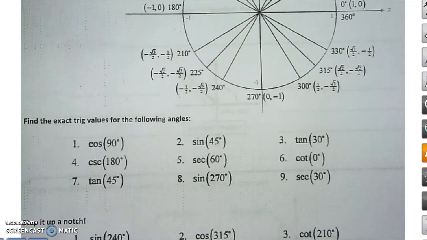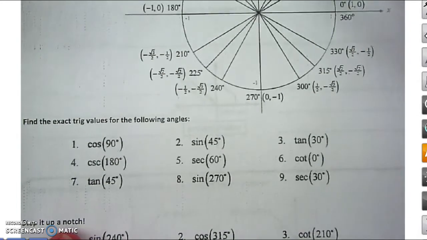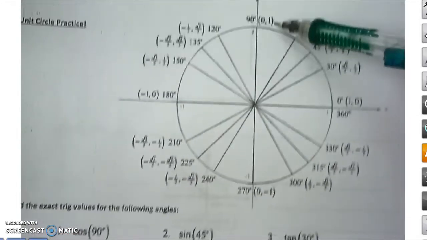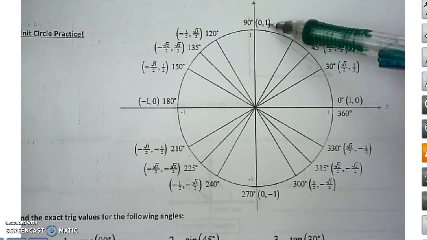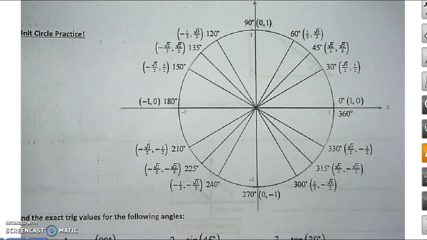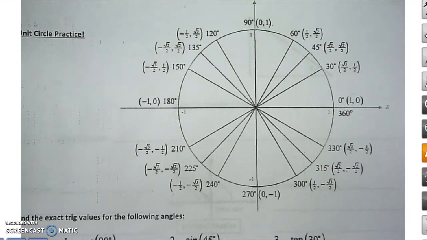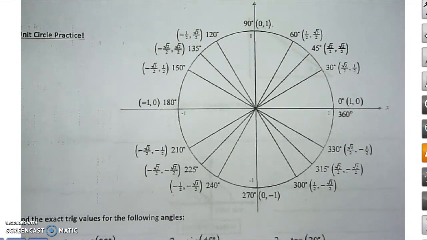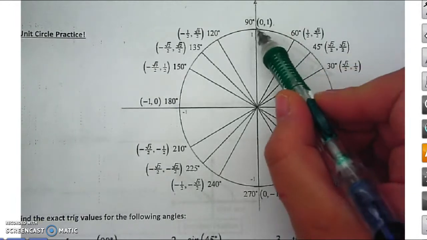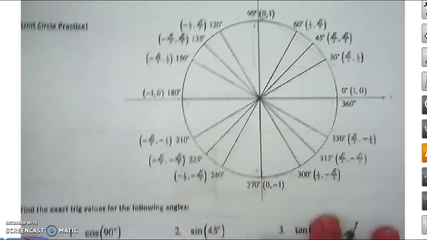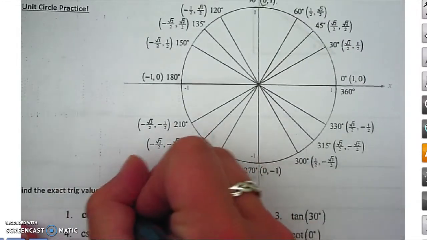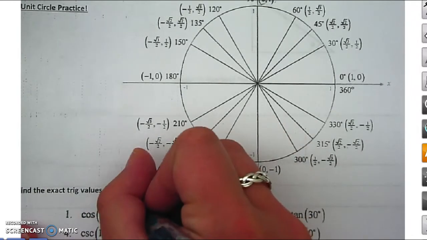So to start out with, cosine of 90. Here we have 90 degrees up here. And we have our ordered pair, 0, 1. We talked about how cosine is the x value. So looking at 90 degrees, the x value of that ordered pair is 0. So when I'm asking about cosine, I'm just looking for the x value, which is 0.